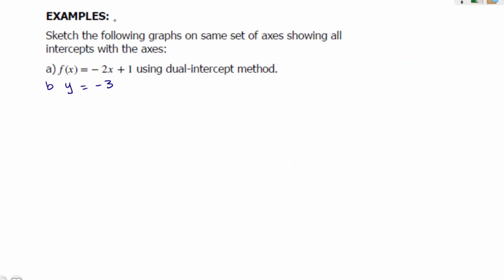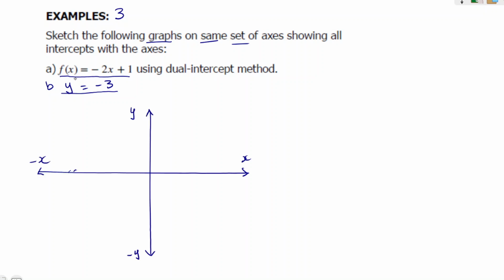Okay, so this is the third example. We'll quickly do this one. Example number 3: sketch the following graphs on the same set of axes. Show all intercepts with the axes. The first graph is f(x) = -2x + 1. Then the second graph is y = -3. So we'll do these two graphs on the same set of axes.